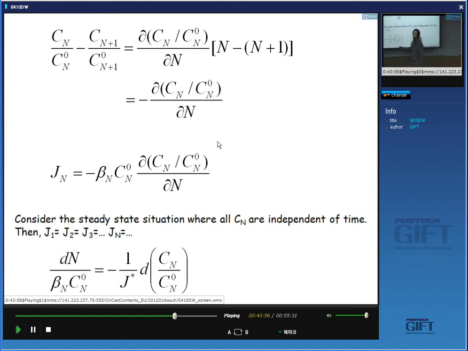Then we have to evaluate the integration interval of this variable, Cn divided by Cn naught. Cn is the number of clusters with n atoms, and Cn naught is the number of clusters with n atoms in the equilibrium state, an imaginary equilibrium state.